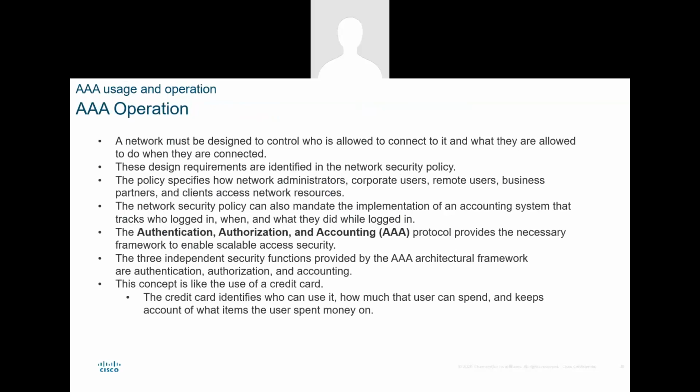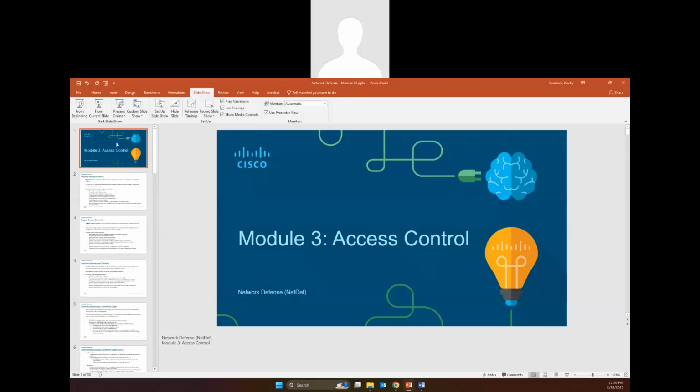So going back to the AAA model, once again, authentication verifies the user identity, authorization grants permissions, and the accounting logs the activity for auditing purposes. The example they give here is the use of a credit card. The card identifies who can use it, how much the user can spend, and it keeps account of what items the user spent the money on. So this will finish up the presentation for Module 3, Access Control.